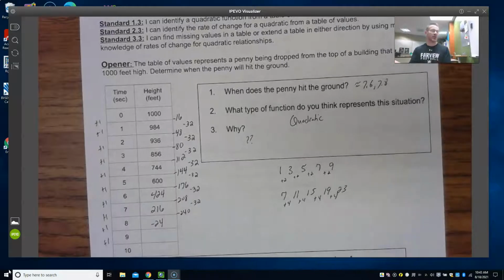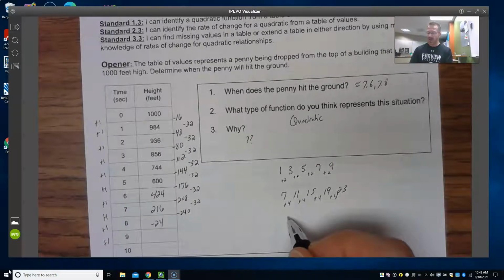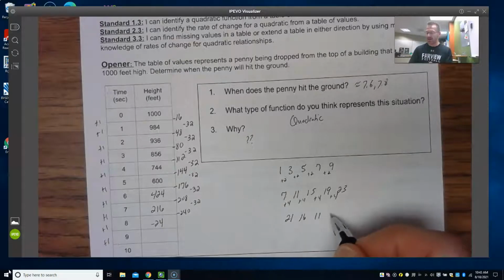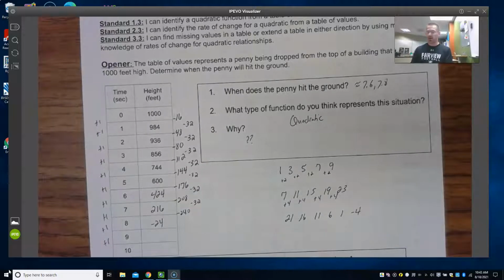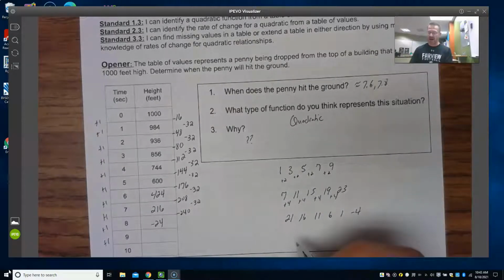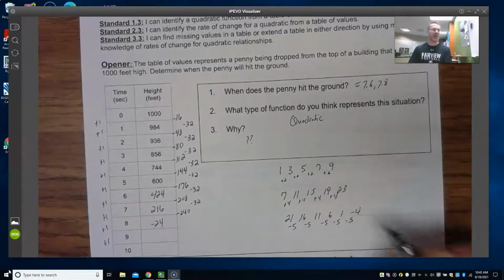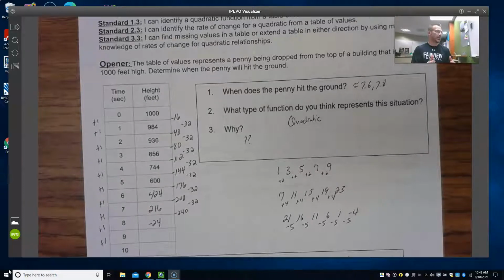It doesn't have to be going up either. It could be going down, right? So maybe I have 21, 16, 11, 6, 1, -4, right? So definitely not the same value every time, but it's changing the same way. And that's what tells me it's a quadratic. So that's really the big idea that we want you to see.